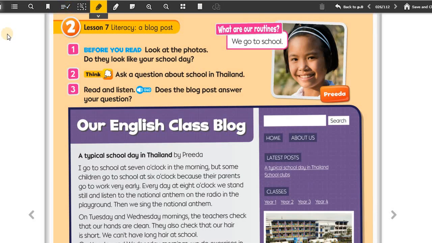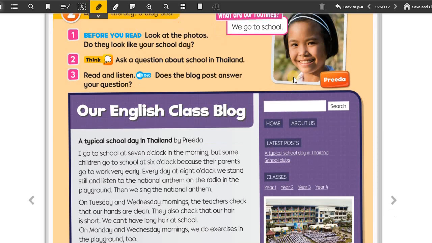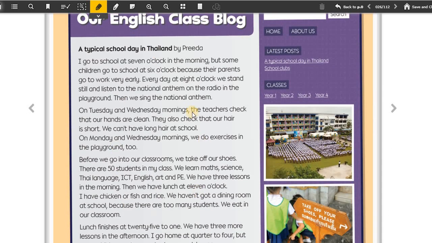Perfect. Now open your book, page 26. This is Prida. You remember her? She was telling about her daily routines in school, right? She was living in Thailand, which is in Asia. Do you remember Thailand? Perfect. So this is her school day in Thailand.